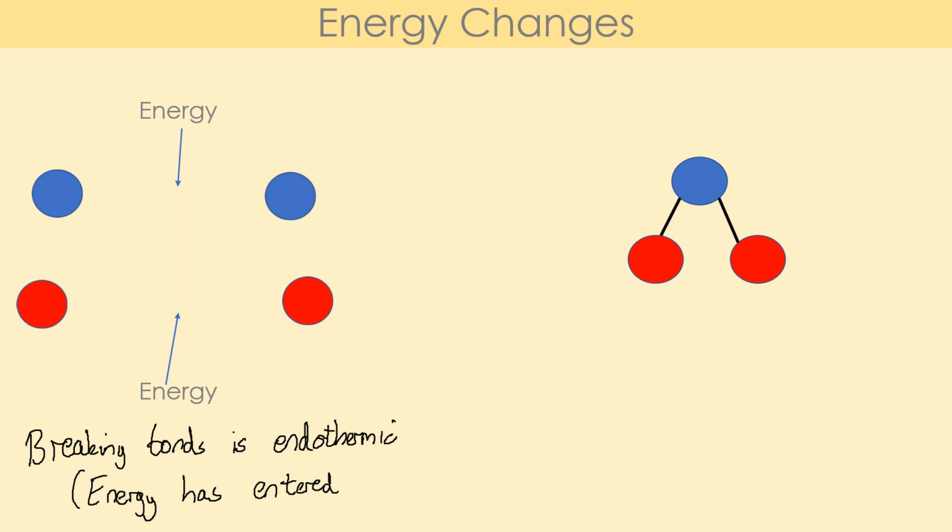Now energy went in to break them. It does the reverse when they get made. So the energy is going to come out. So our energy has been released. And we can say that making bonds is exothermic.